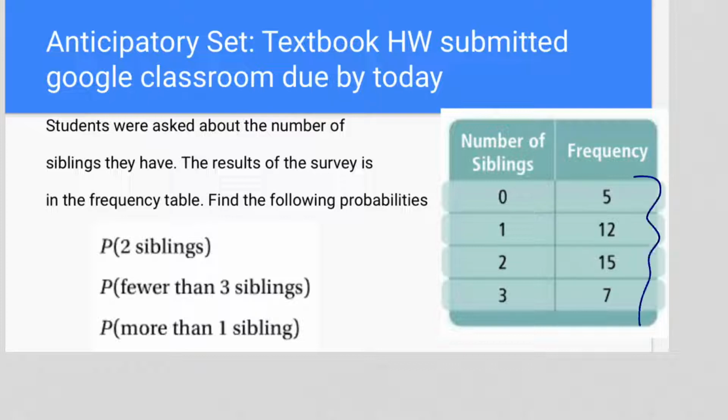So again, we need to figure out the total frequency. And this total frequency here is 39. So the probability of having 2 siblings, we'll go to the number of siblings for 2. There are 15 of them, so it'll be 15 out of 39.